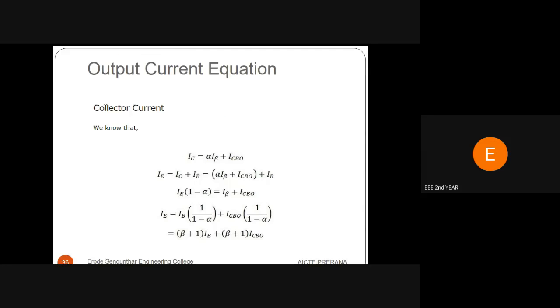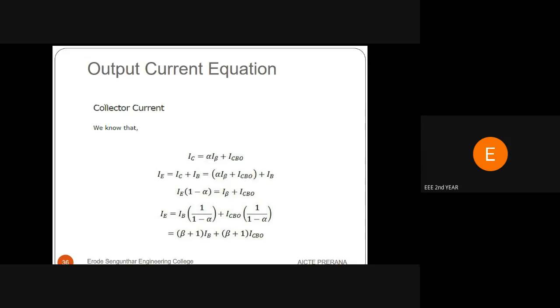Delta IE by delta IE equal to 1. Delta IC divided by delta IE equal to alpha. So gamma equal to 1 divided by 1 minus alpha. This is the relationship between gamma and alpha.